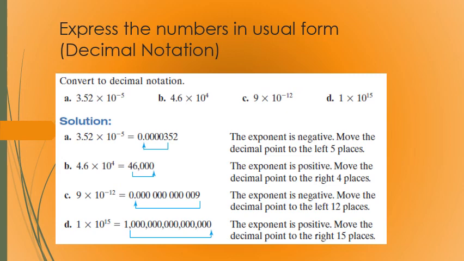Now, the last question, which is 1 into 10 raised to 15. Very easy question. Here, as you see, the exponent is positive. You have to just write the number 1, and you need to just place those zeros. You have to move the decimal point to the right by 15 places. So, the given number, whether the exponent is positive or negative, we can express in the usual form, or decimal notation.